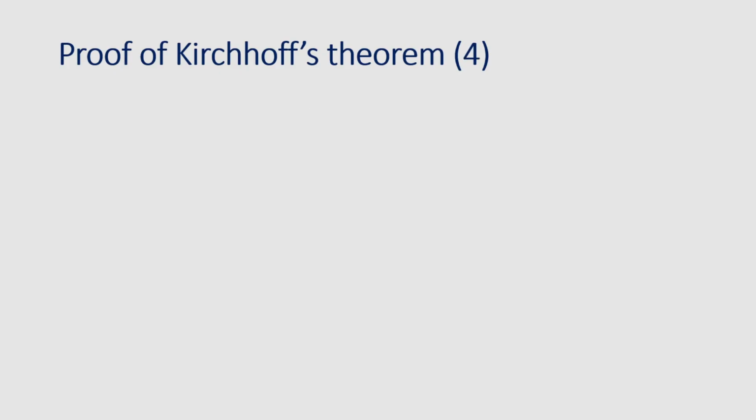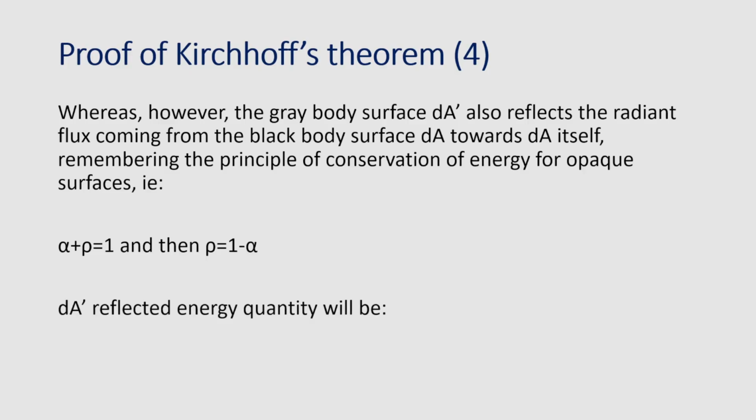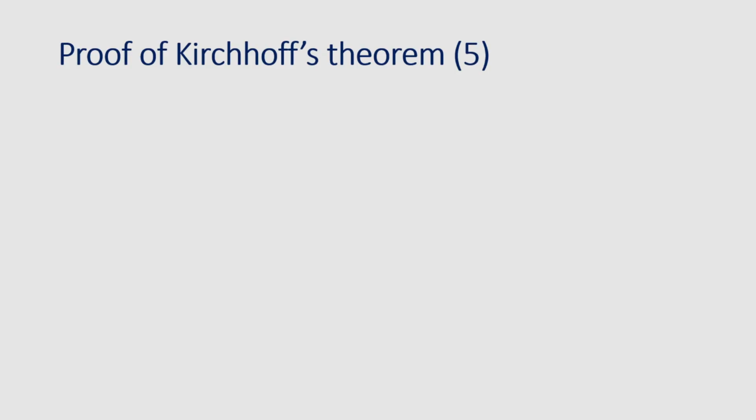Proof of Kirchhoff's theorem, 4. However, the gray body surface dA' also reflects the radiant flux coming from the black body surface dA towards dA itself. Remembering the principle of conservation of energy for opaque surfaces, i.e. alpha plus rho equals 1, and then rho equals 1 minus alpha, the reflected energy quantity will be, proof of Kirchhoff's theorem, 5.